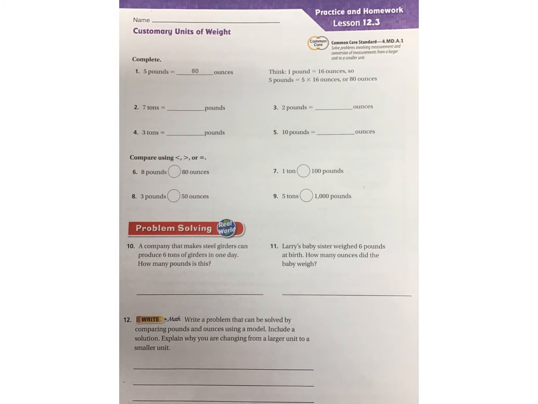This lesson is 12.3 in Go Math for homework. The title of this is Customary Units of Weight. All right, so very first we're going to write the clues here. So at the very top, I want you to write this.